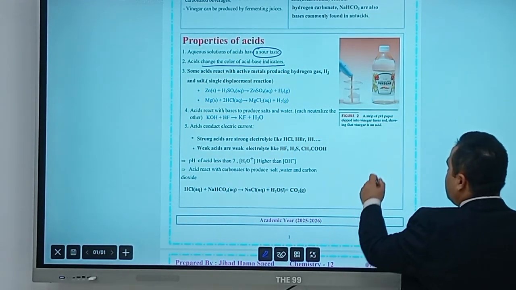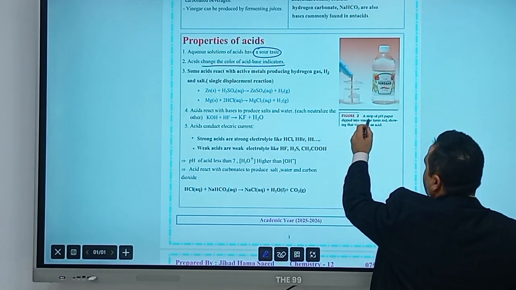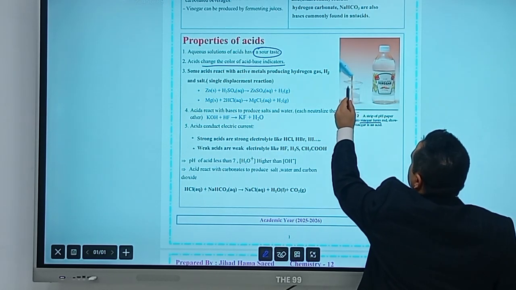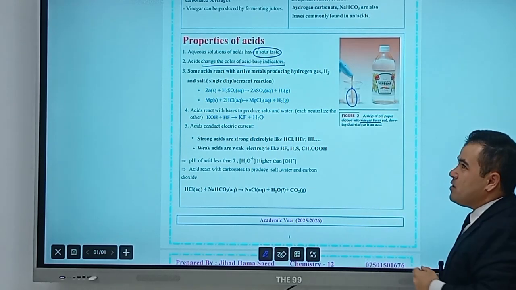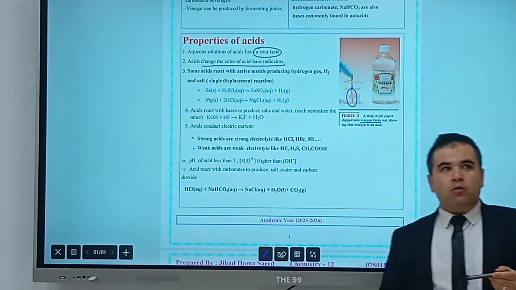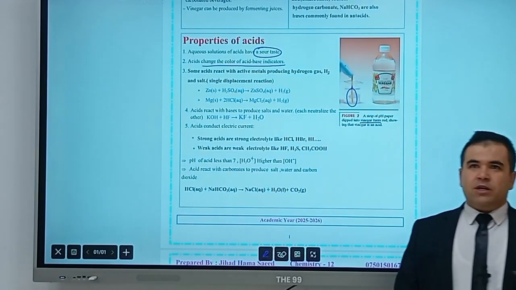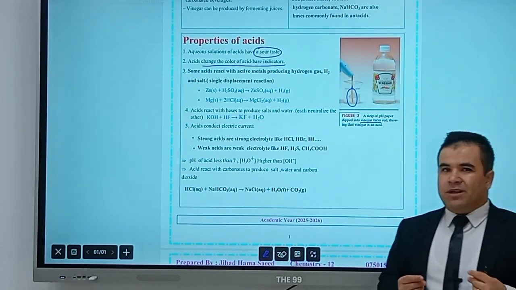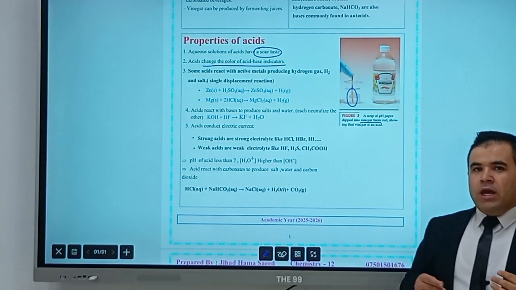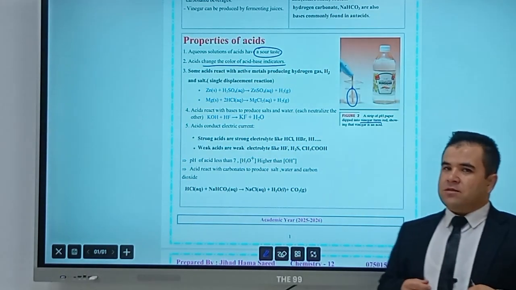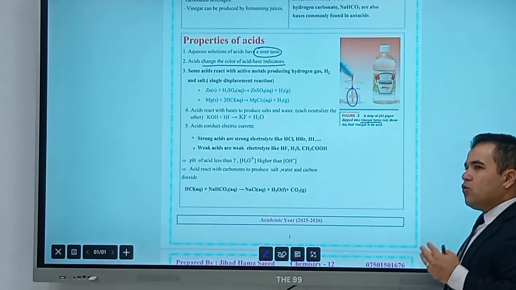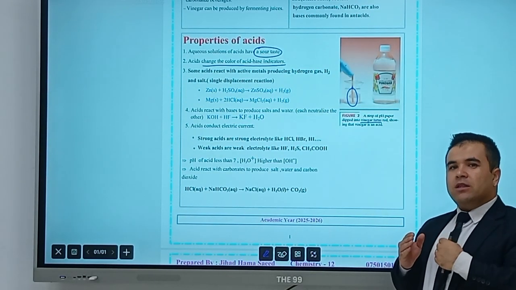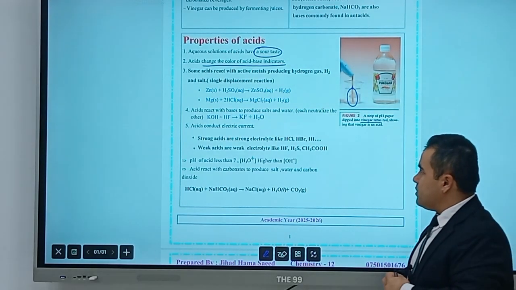And usually when we dip a strip of pH paper into vinegar, for example, here in this figure, it turns red. This is a litmus paper. A litmus paper is somewhat different from the indicators, because the indicators can be used for measuring the pH of a solution, but a litmus paper is only used for determining whether the solution is acidic or basic. It turns two colors: red for the acidic solutions and blue for the basic solutions.